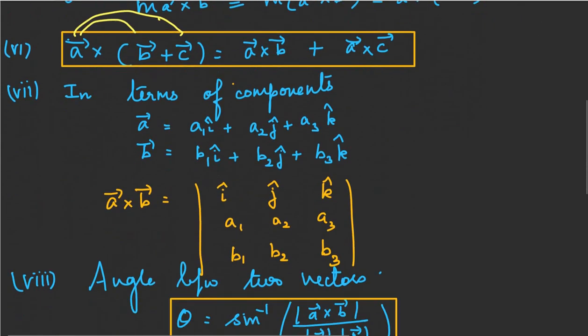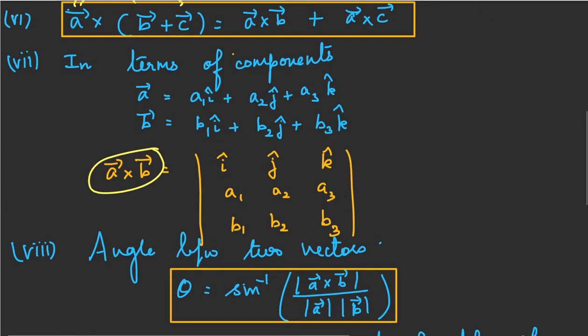In terms of components, the cross product of two vectors is given in determinant form, where the first row takes the place of i cap, j cap, k cap, and the second row takes the components of a vector, the coefficients of i, j, k, and the coefficients of b vector are written in the last row. Expanding the determinant, we get the value of a cross b.